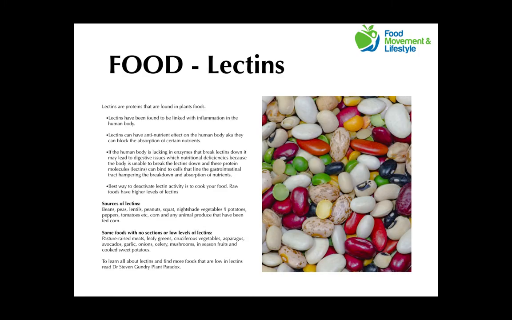Okay, lectins. This has been a bit of a hot topic. The book by Stephen Gundry, The Plant Paradox, talks all about lectins and how they can cause inflammation in your digestive system. Sources of lectins are going to be your beans, your peas, your lentils, your peanuts, your squash, your nightshade vegetables like peppers, tomatoes, corn, and any animal foods that have been fed corn will contain high amounts of lectins. The body is unable to break them down, and it's going to link to inflammation. They're an anti-nutrient, and they can block the absorption of certain nutrients in the body.